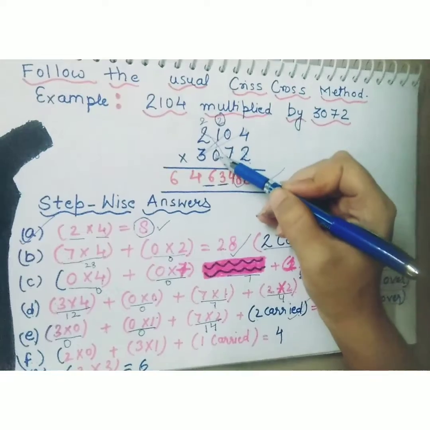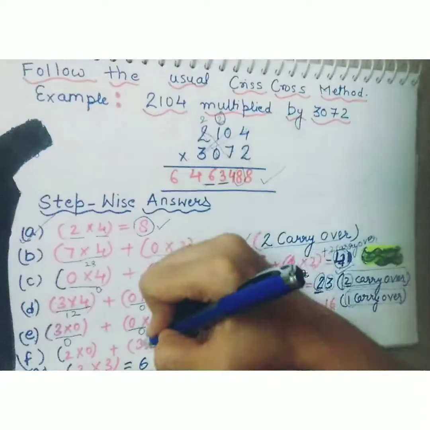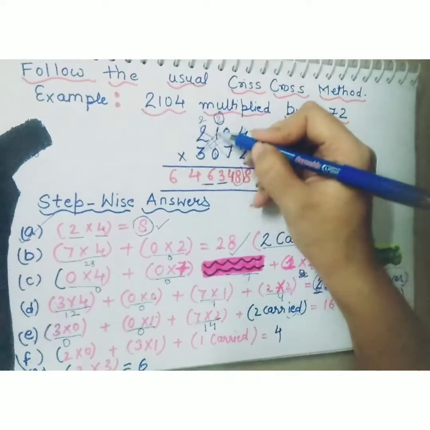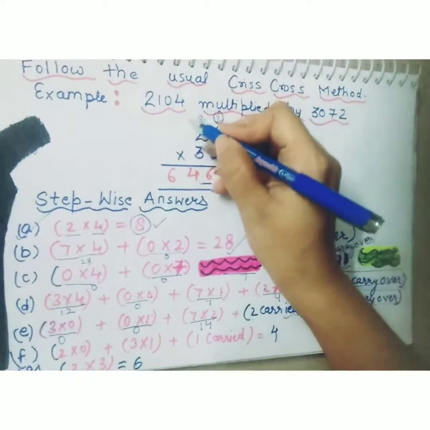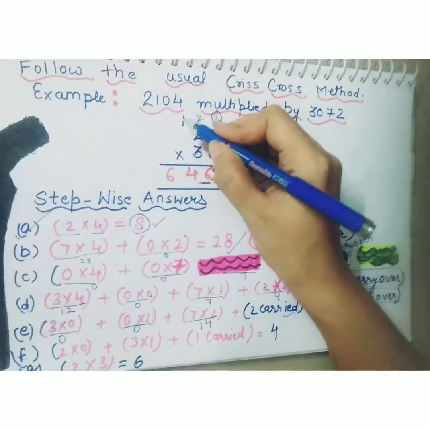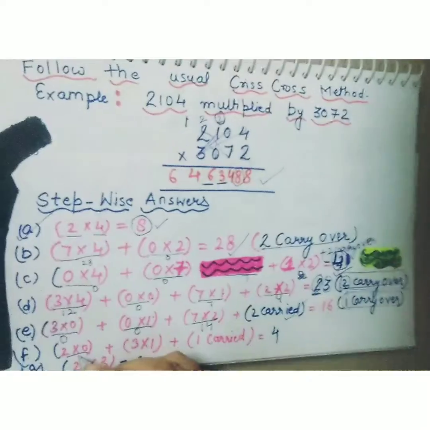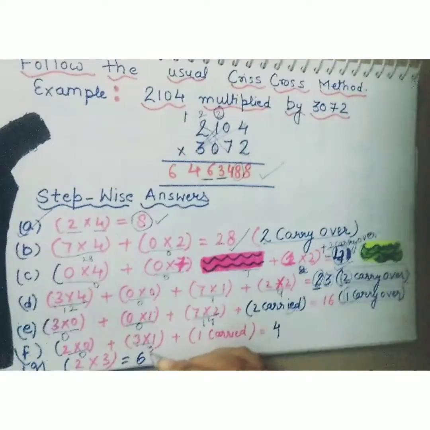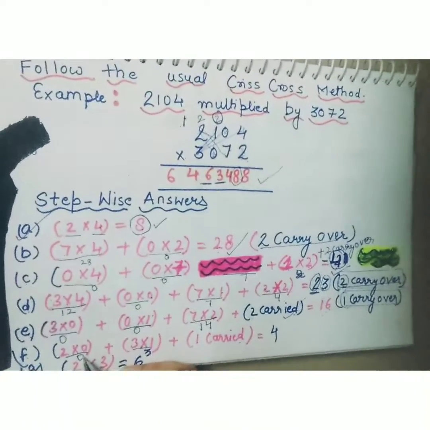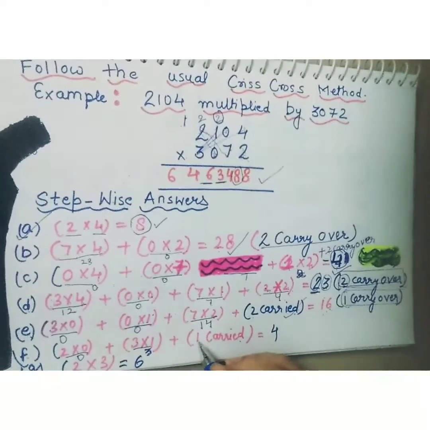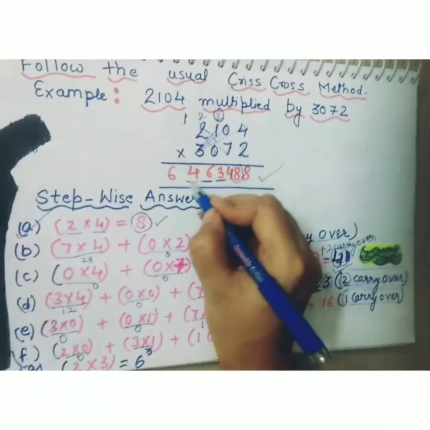2 into 0. Then 3 into 1. Then 1 carried over of step 5. So 2 into 0 is 0. 3 into 1 is 3. And 1 carry over. When we add 0 plus 3 and 1, it comes out to be 4. So I have written here 4.